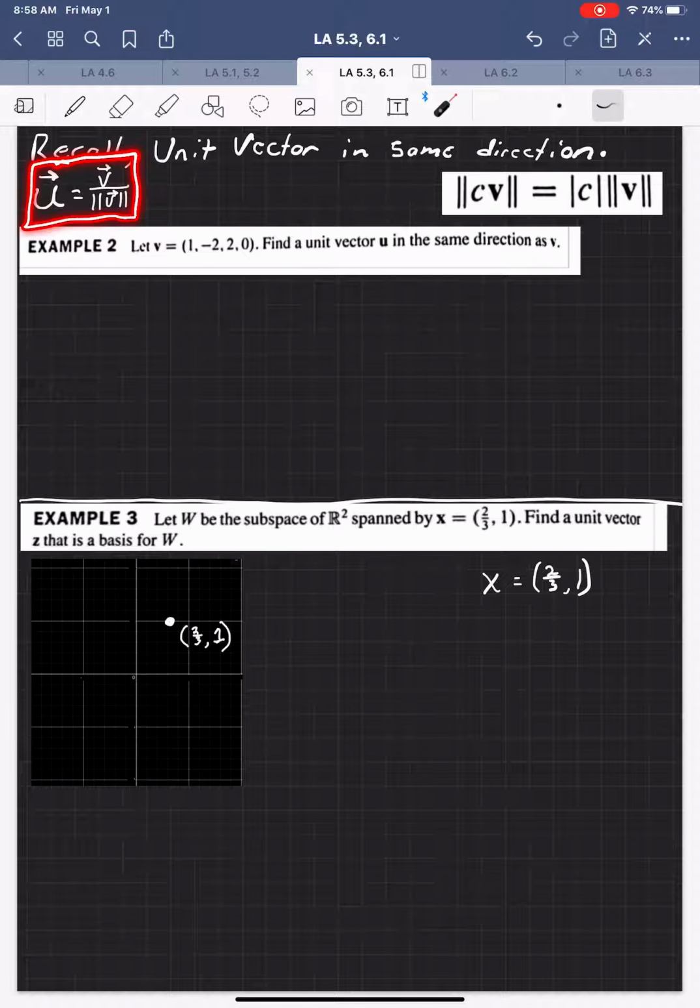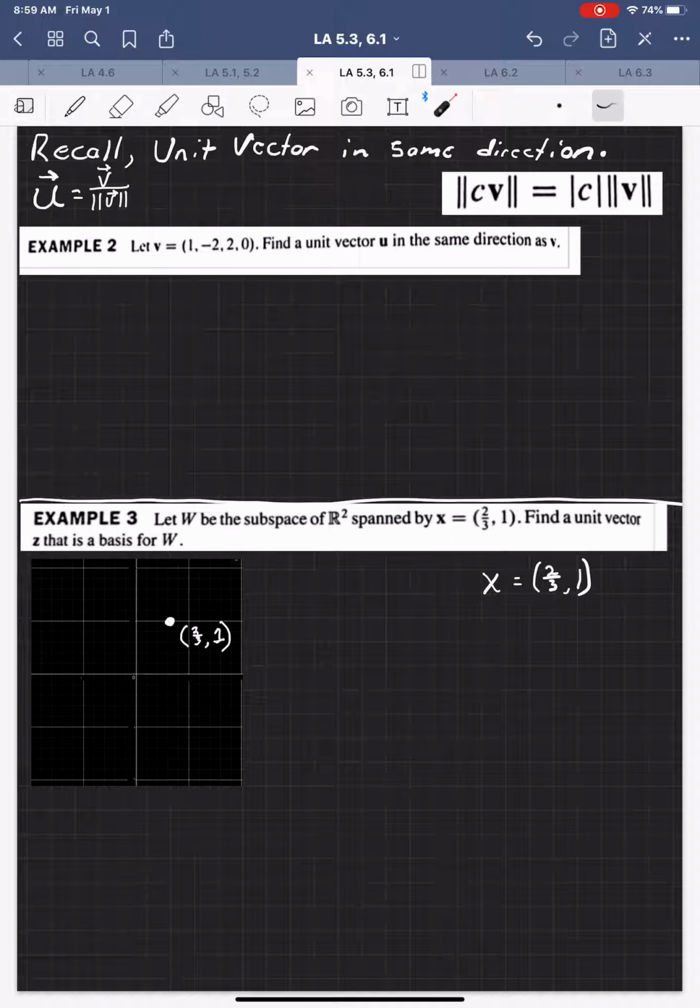That's why if I divide 3 by the length of 3, then of course we're getting 1, right? We're dividing, so we're just simply taking a vector and maintaining its direction. The direction doesn't change, but we're just rewriting it with a length of 1.